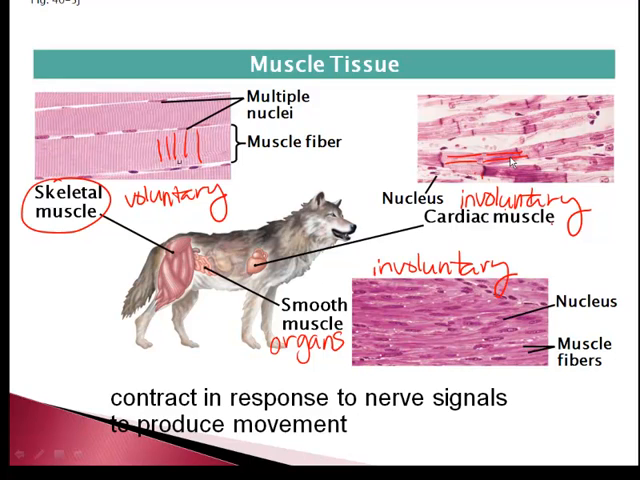But no matter what type of muscle tissue you're talking about, they all do this. They all contract in some sort of response to either a nerve stimulus or some outside response that says you need to contract and provide some sort of movement.